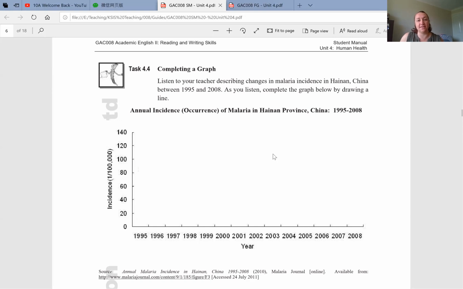So I'm going to give you a minute to complete that, and then I'm going to read it out again, and you can have a look at whether you think it's right or wrong, and then we're going to have a look at what it should look like.